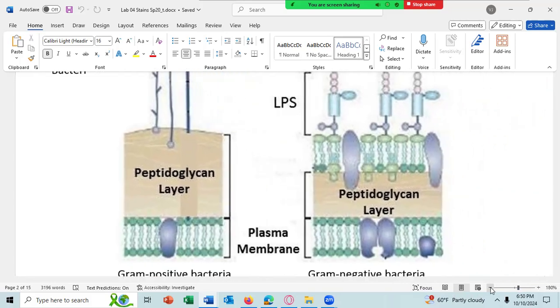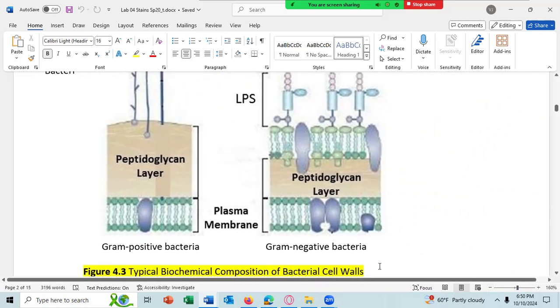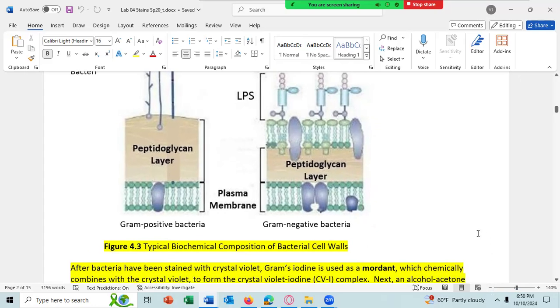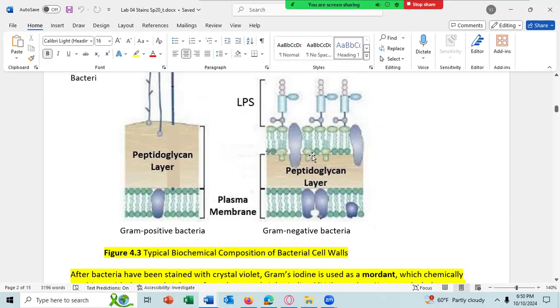Now, the gram-negative cell wall is fundamentally different in that not only does it have a thinner peptidoglycan layer, it also has this lipid layer right here. Let me shrink that down so you see all of it. And that is the outer membrane of the cell wall.